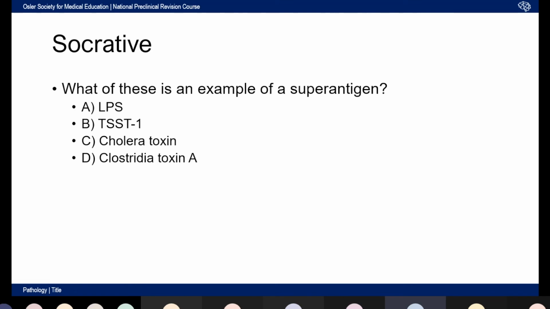So now a couple more Socrative questions. Which of these is an example of a superantigen? Okay, amazing, you all got this right. Yep, TSST-1, so that's the superantigen that causes toxic shock syndrome.